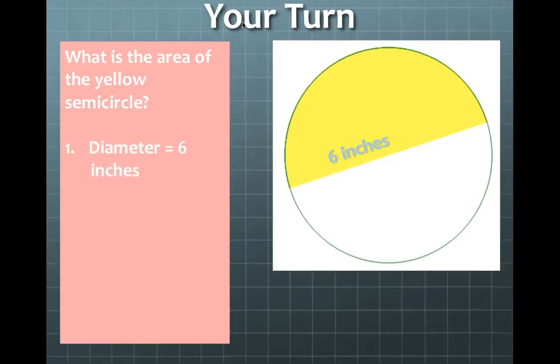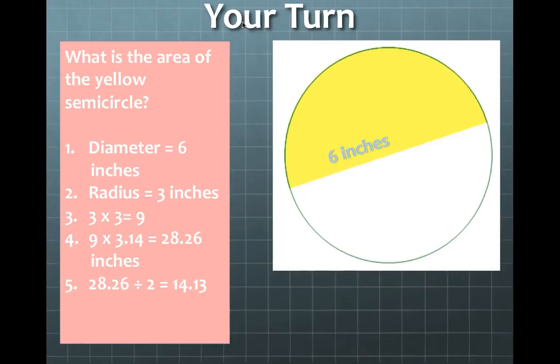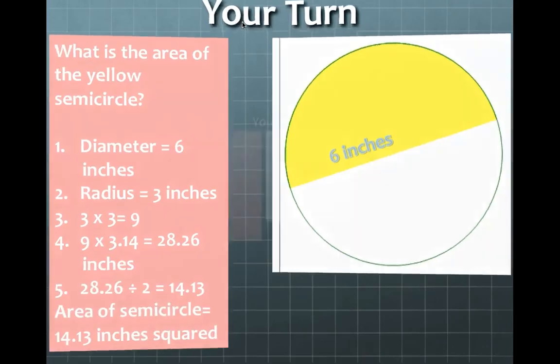So we have a diameter of 6 inches. We're looking for the area. The radius was 3, and you need the radius to get the area. And then we squared the radius. 3 squared is 9. We multiplied by pi. 9 times 3.14 is 28.26. And then lastly, you divided by 2, and you ended up with 14.13. So 14 and 13/100 inches squared is the area of the yellow semicircle.